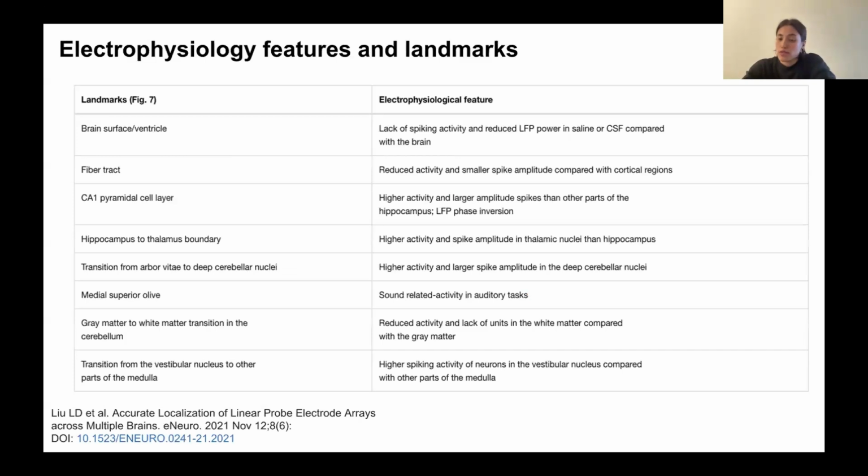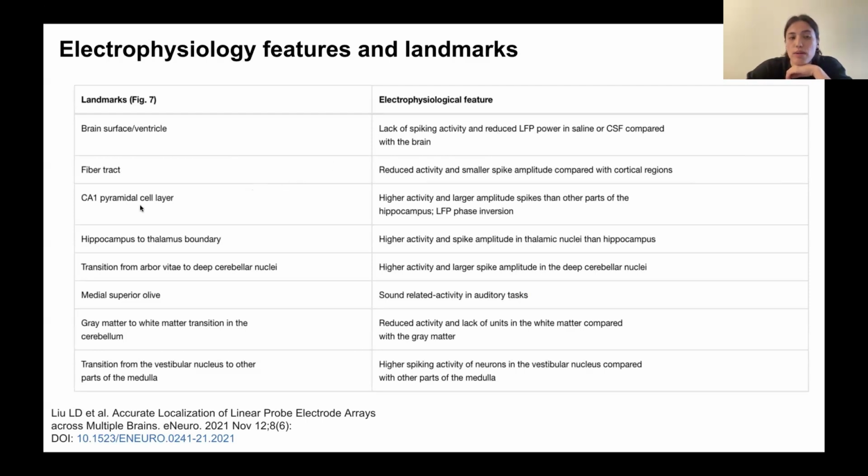So there are a number of different electrophysiology features that you can use to do these alignments. And this paper here by Liu et al. describes the whole histological process, but it also has a nice summary of the different features you can look out for. They have a table of the different landmarks and the feature that you expect to see. So for example, at the brain surface or ventricles, you expect there to be very low activity because there aren't very many neurons, and a reduced LFP power.